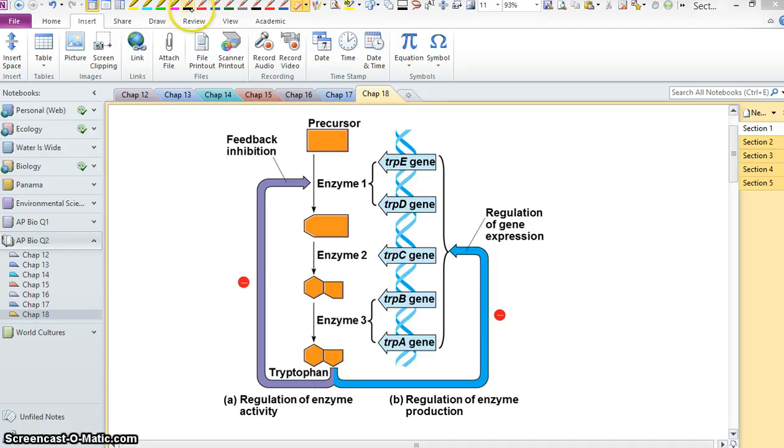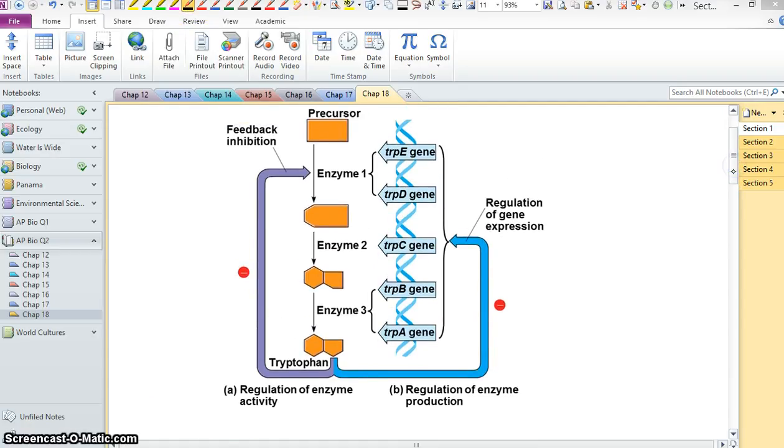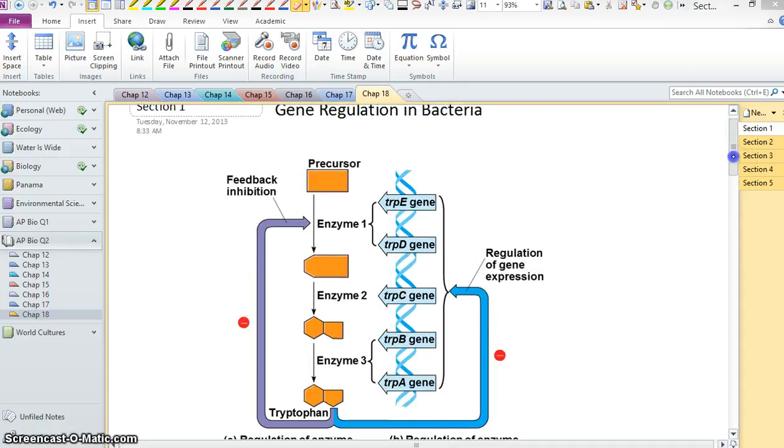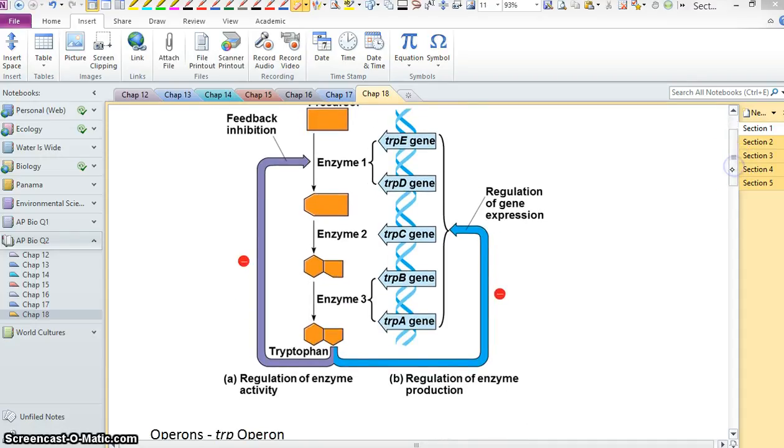So in this case, we have a biochemical pathway that is responsible for making tryptophan, this amino acid. And there's a couple different ways you can have negative feedback. You can have the final gene product, tryptophan, inhibit an enzyme earlier in the process, or tryptophan can somehow regulate the expression of the genes. Either way is going to have a negative feedback and control the expression of those genes.